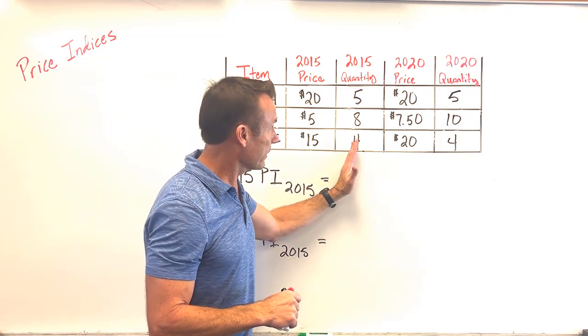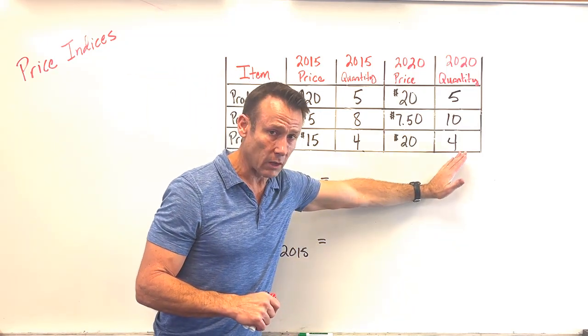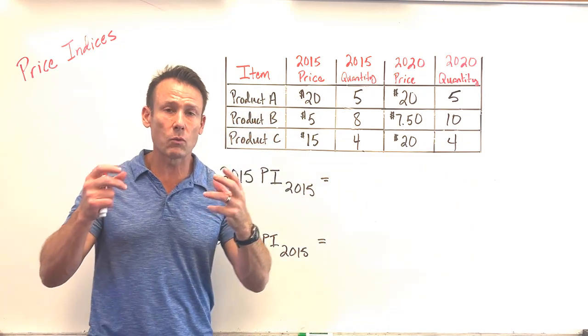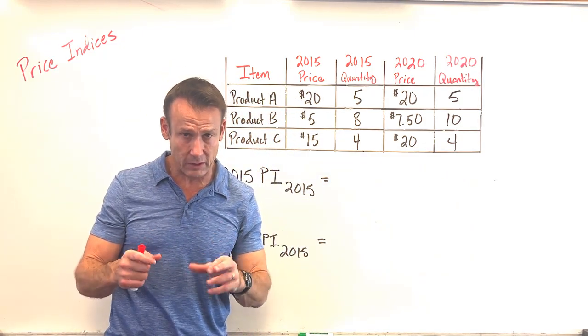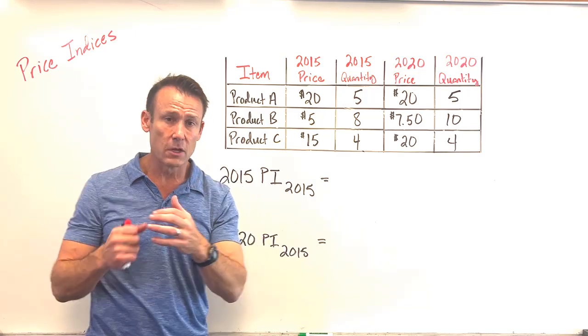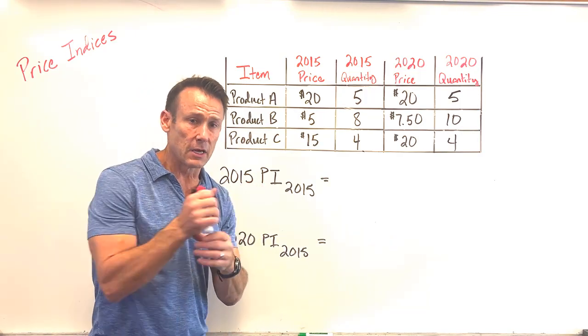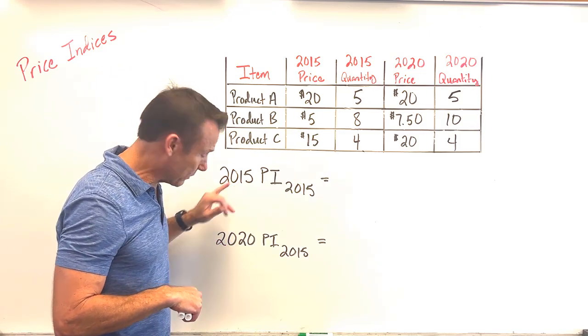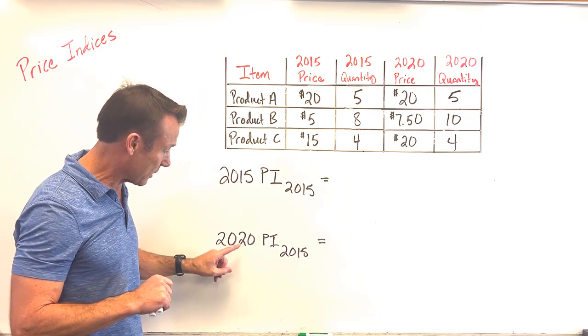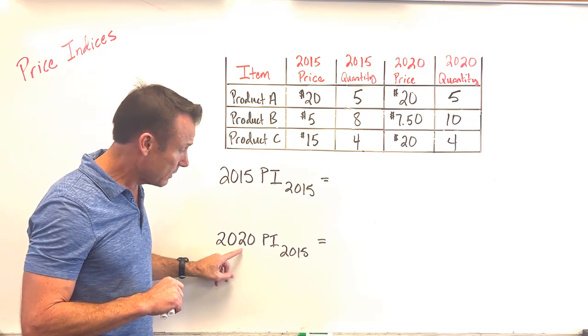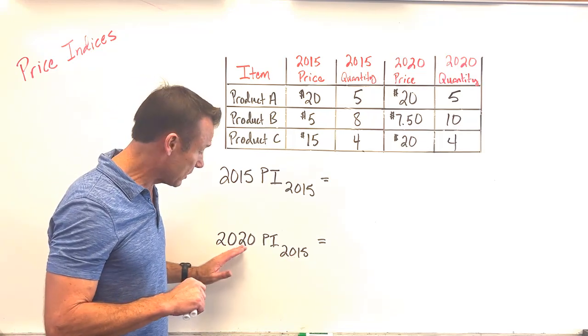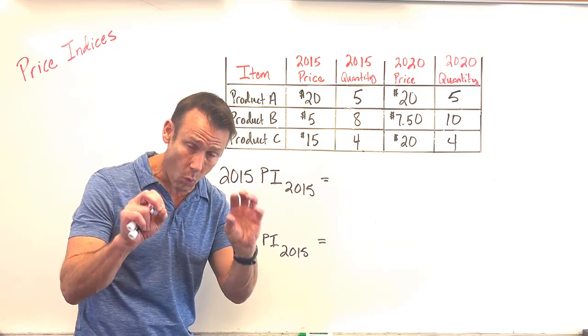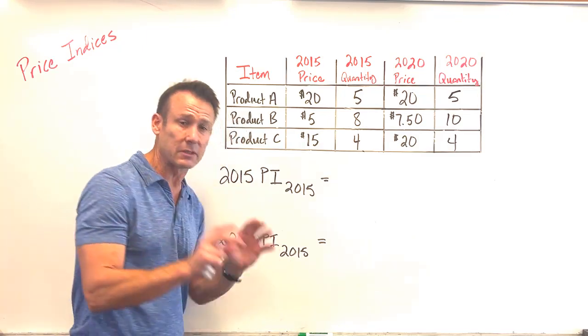I got a quantity column here and I have a quantity column here, okay? I only want one set of quantities. That's really important that we understand. When we do a price index, the quantities that we use when we measure prices in 2015, well, maybe I should use this one just to make it a little bit easier to talk about. We measure prices in 2020, and when we measure prices in 2015, we want to use the same quantities in both of those measurements.